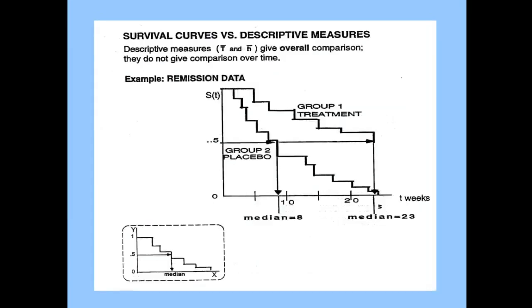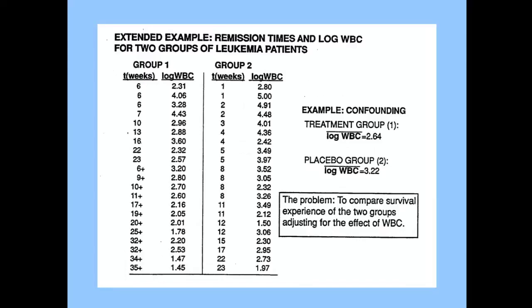Now, here's another situation. What have I done here on this slide? Got 5 more minutes. What have I done on this slide? I've added something to the so-called data. I've added another variable. What variable have I added? Log white blood cell count. Why did I add white blood cell count or log white blood cell count? Because log white blood cell count's a known risk factor for leukemia outcome.